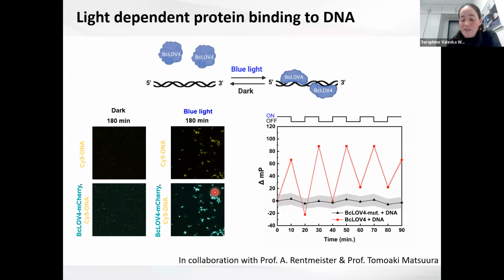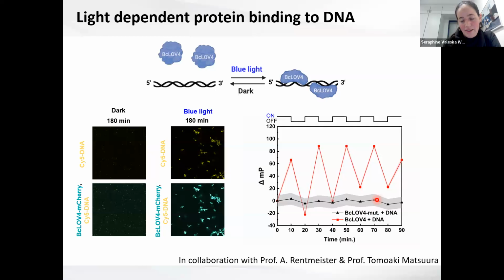We also confirmed this with fluorescence polarization measurements, and we could see that every time we illuminate this mixture, there is an increase in polarization, indicating that the protein binds to DNA. And every time, this is reversible: when we turn it off, this goes down. We can do this over multiple cycles. As a control, we have a mutant of BCL4, which is just lacking one key amino acid. It's a cysteine that is part of the photoreaction. And when we use this mutant BCL4 instead, we don't see this light-dependent binding between DNA and protein.